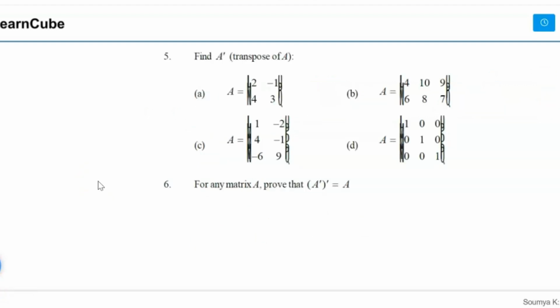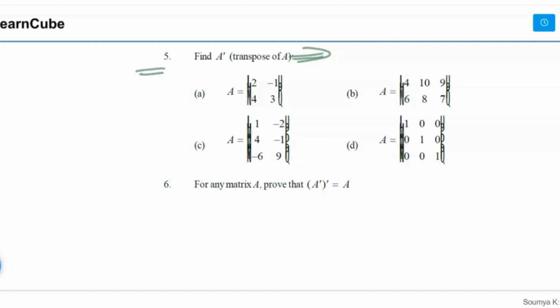Next topic is our transpose topic that we already covered in our previous video. Here we have to find the transpose. So what is the meaning of transpose? The rows of a particular matrix get interchanged with its columns. Okay, so rows become columns, columns become rows.